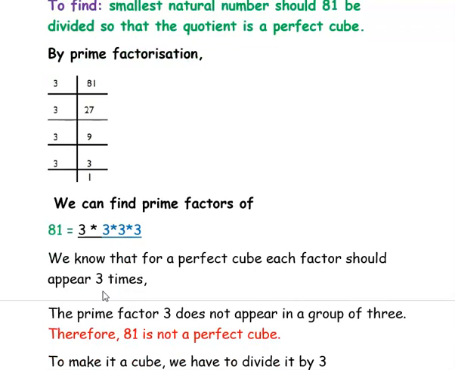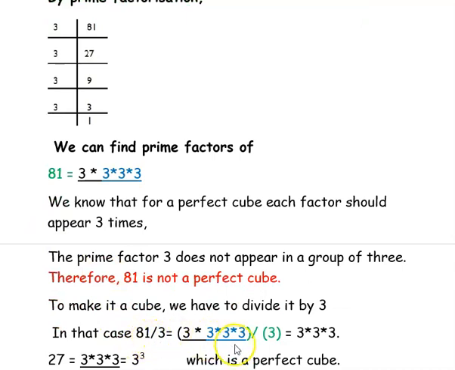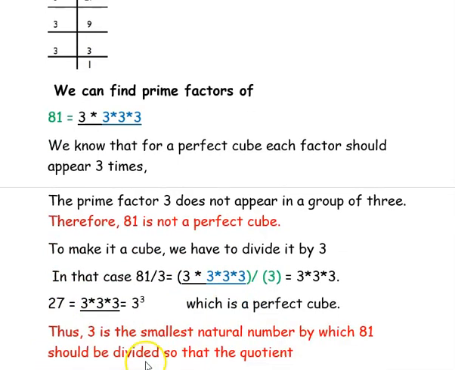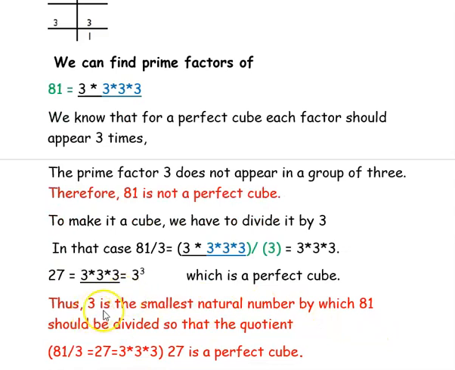To make it a perfect cube, we have to divide it by 3. If you divide it by 3, you will get the remaining as 3 into 3 into 3, that is nothing but 27. That's 3 cube, so this is a perfect cube number. Thus we can say 3 is the smallest natural number by which 81 should be divided so that the quotient 27 is a perfect cube number.